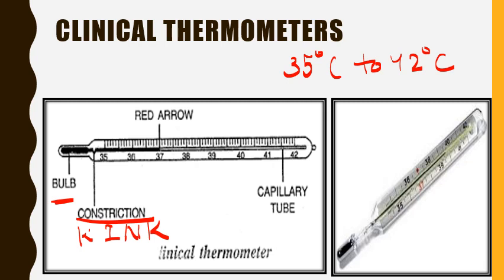And why is this kink or constriction present? This is present to stop the mercury from coming back into the bulb after the thermometer has been removed from the contact of the body. Now let's see the structure of this thermometer. A clinical thermometer consists of a narrow glass tube. It has a capillary tube and it has a bulb at one end and the other end is sealed.